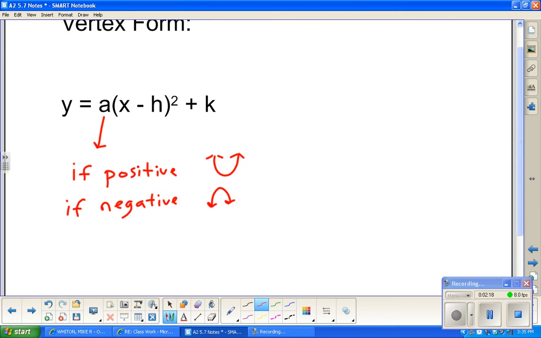What the h and the k do, like I said, they are the coordinates of the vertex. And the way I want you to think of it is that h is going to be a horizontal shift. It's going to take the whole graph and slide it left or right, horizontally. And k is going to be your vertical shift. It's going to move the graph up and down.